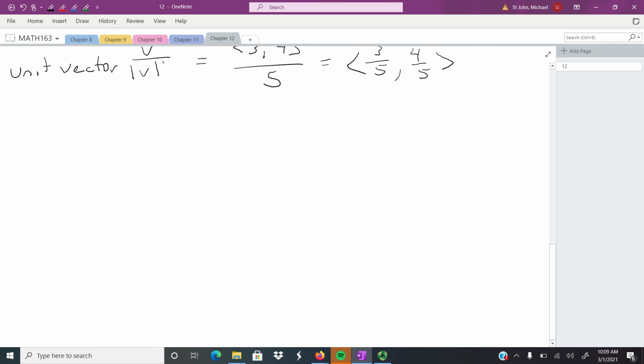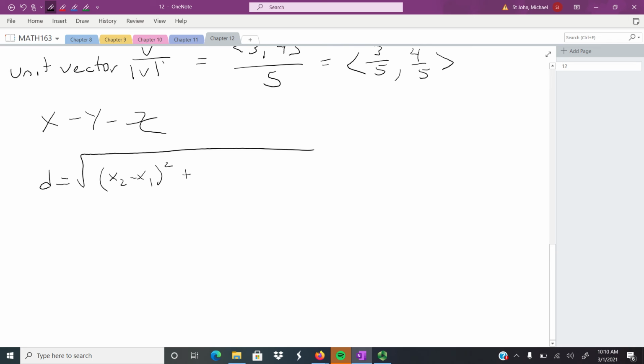So now we can talk in terms of the x, y, z coordinate system. And so d is now going to be the square root of x2 minus x1 squared plus y2 minus y1 squared, and then plus z2 minus z1 squared. So my distance formula.